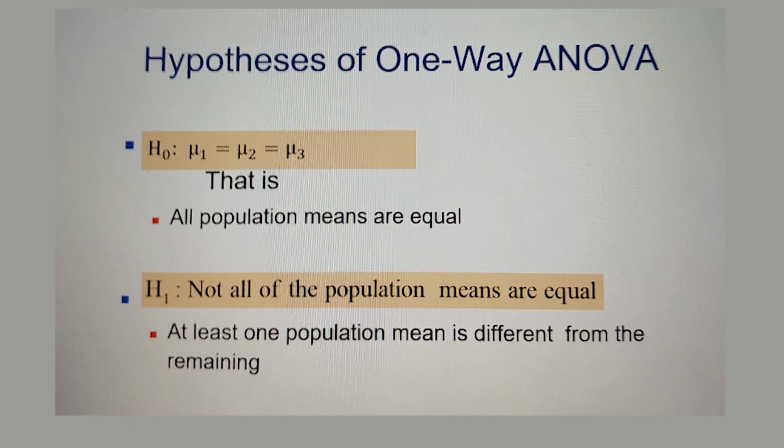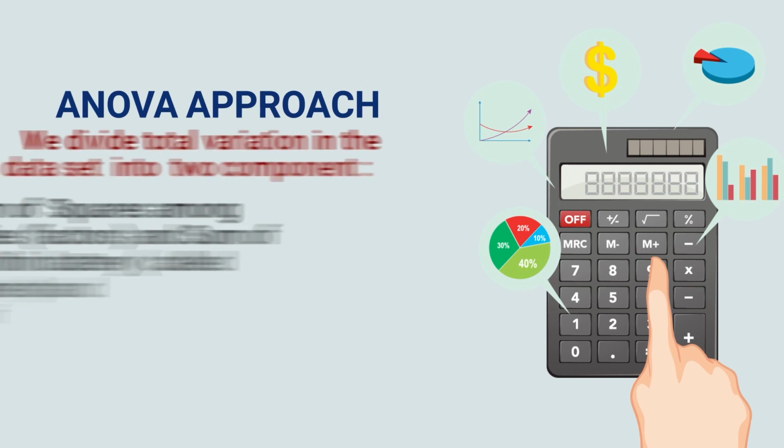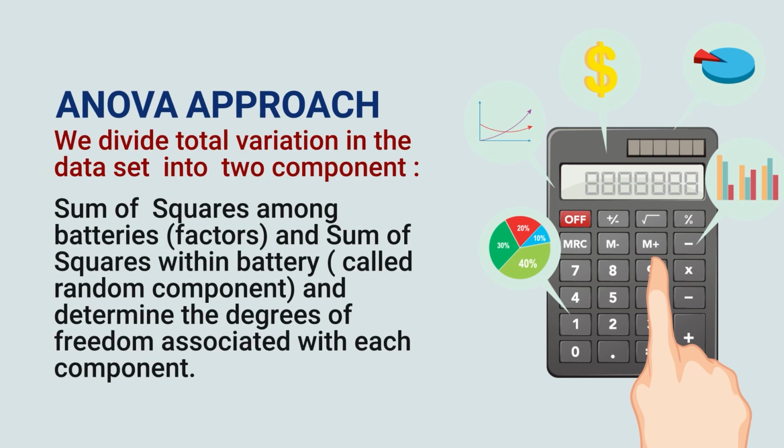So we can put it in the form that at least one population mean out of the 3 is different from the remaining. So this is the hypothesis to be compared, and for this we use one-way ANOVA. If we had 2, we could have used a t-test. Now how to carry it out? The approach for the ANOVA is simple. We divide the total variation in the data set into 2 components. One-way ANOVA means one attributable factor and one random component.